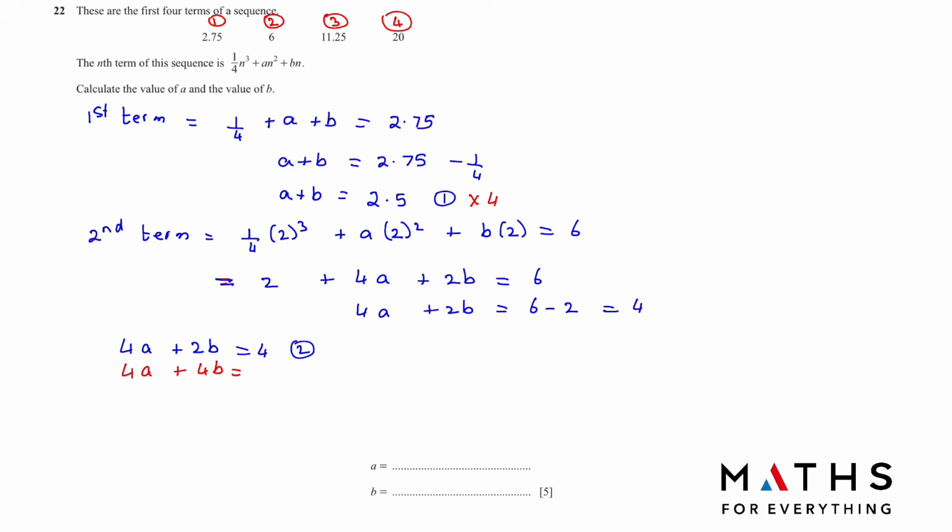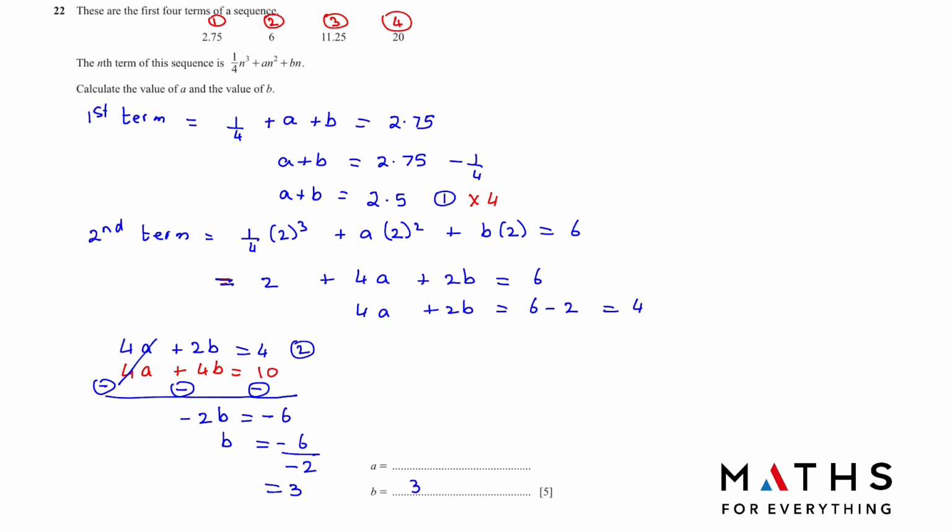2.5 multiplied by 4 will give me 10. Now, if I add 4 and 4, I'm going to get 8. I don't want to have the A. I want to eliminate it. So that is the reason we are going to subtract. When we subtract, the signs of all the terms change. So 4 minus 4, 0. 2 minus 4 is negative 2B. And 4 minus 10 is negative 6. B is equal to negative 6 divided by negative 2, which is 3. We have found our B.